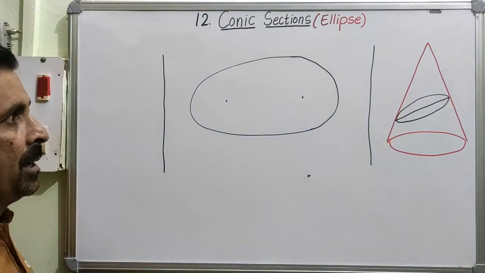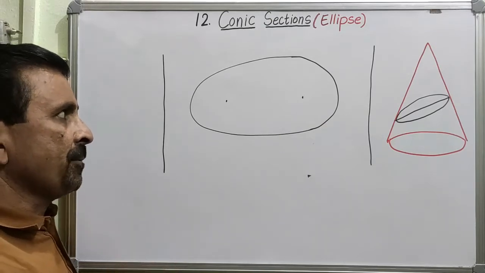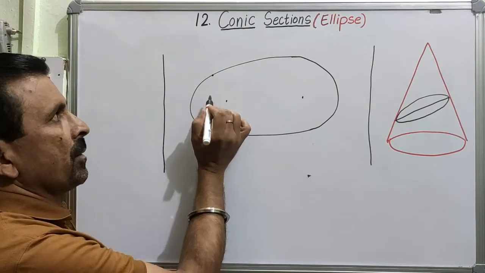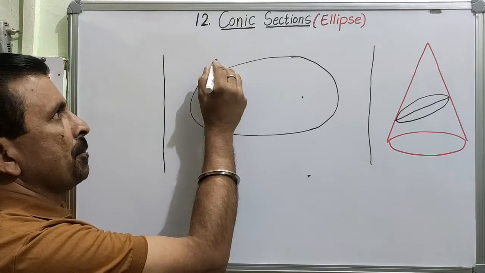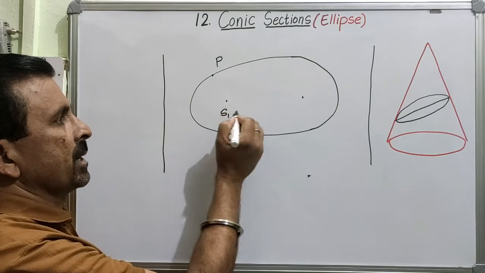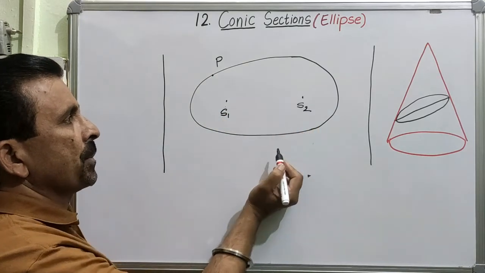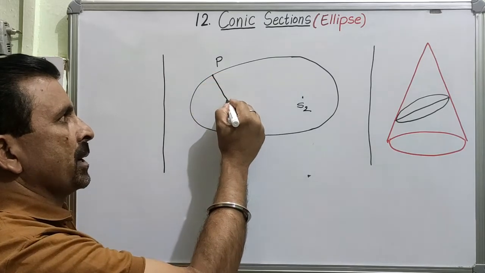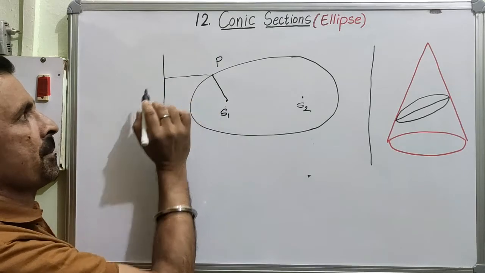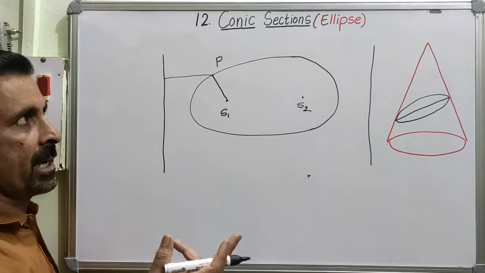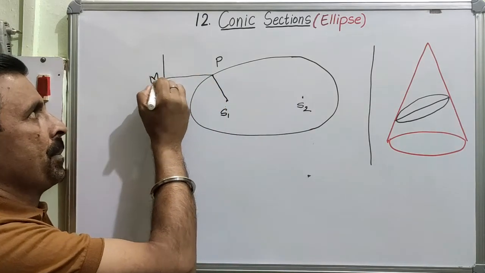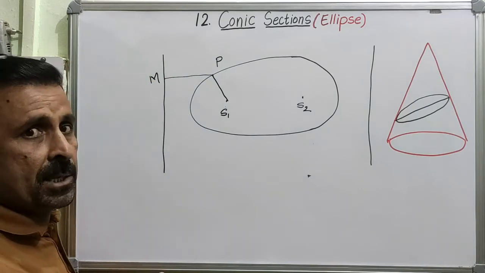Is it very clear? Now, in the case of parabola, when we took a point somewhere on the curve, we named it as P, and then joined it with the focus. This focus, maybe we can name it as S1, and this focus we can name as S2, right? When we join P with the focus, and then drop a perpendicular from P to the directrix, the condition that we got in the case of parabola was that PS was equal to PM, right? But in the case of ellipse, it will be different.